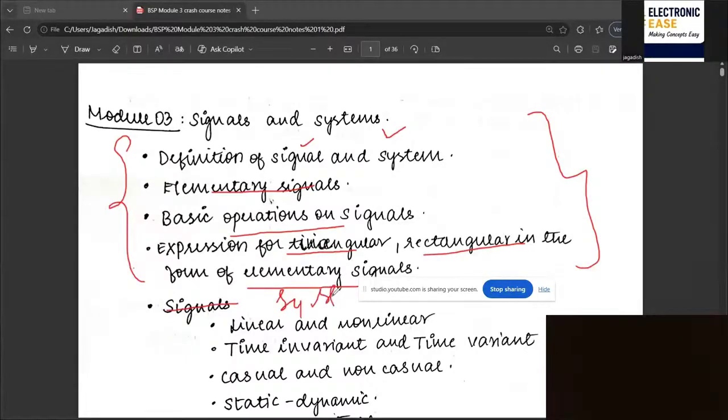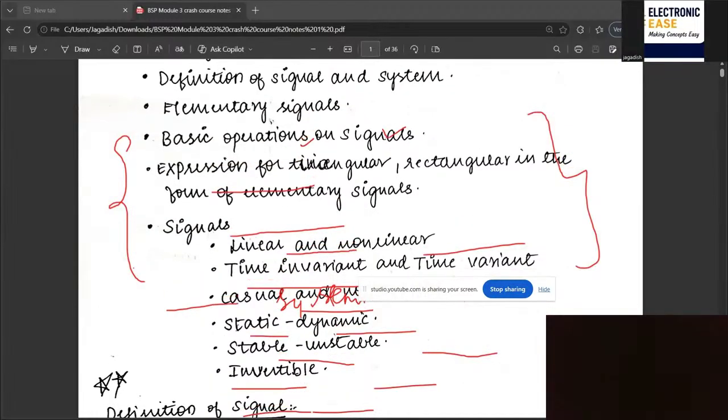Systems again have many types: linear and non-linear, time invariant and time variant, causal and non-causal, static and dynamic, stable and unstable, invertible and non-invertible. So we will be having this many types of systems. Next, what we need to do? We will be starting this module.